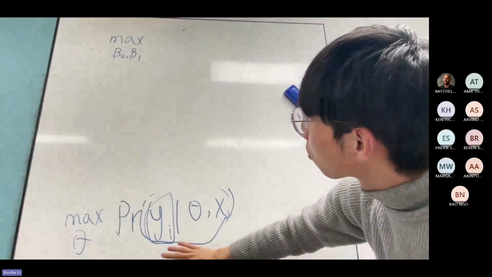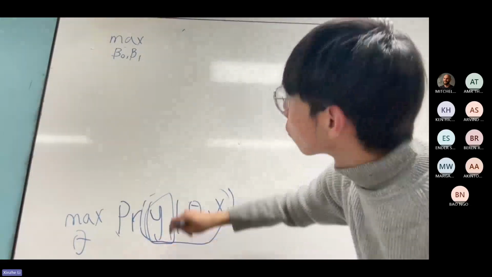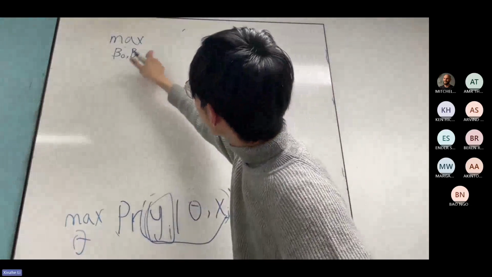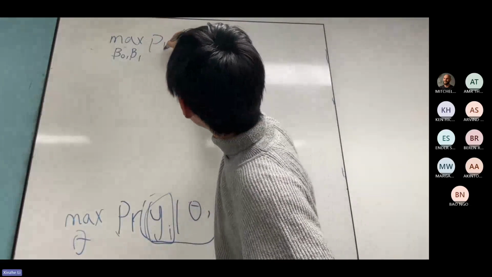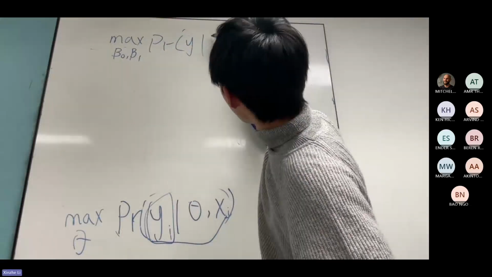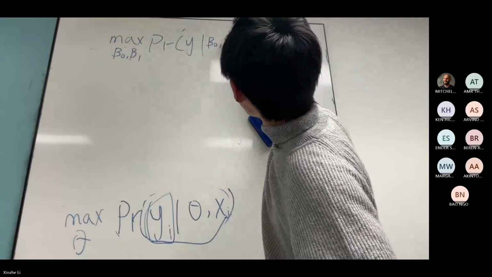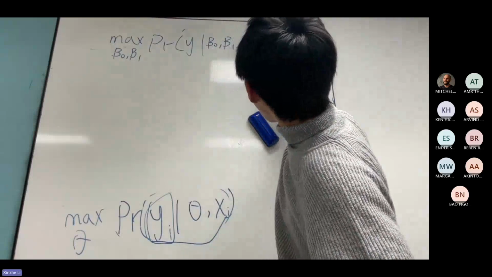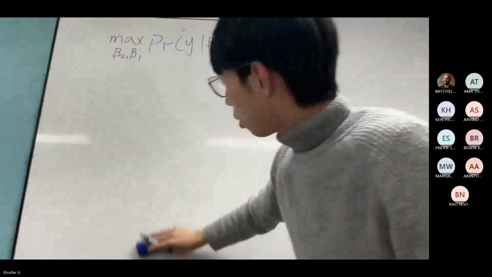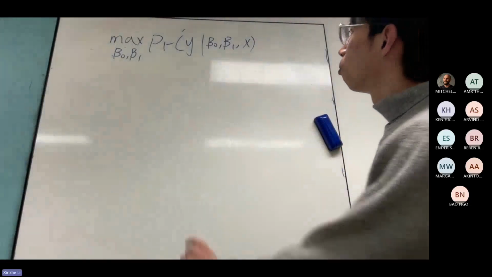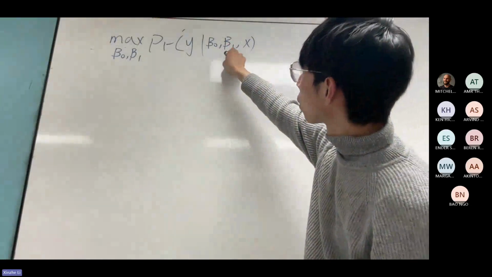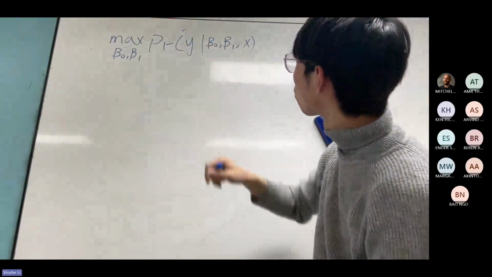Final topic for today. We only talk about half of them. It's about linear regression. So now we have a beta 0 and beta 1. We talk about the P of Y given beta 0, beta 1, and X. Now we finally go to the only model we will talk about today. We want to find the beta 0 and beta 1.